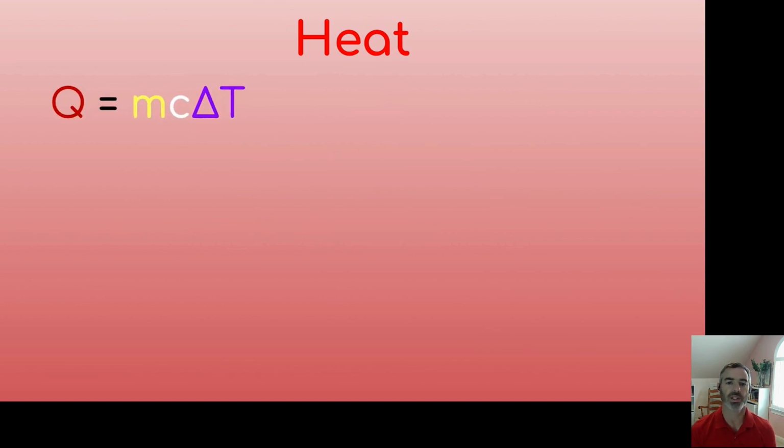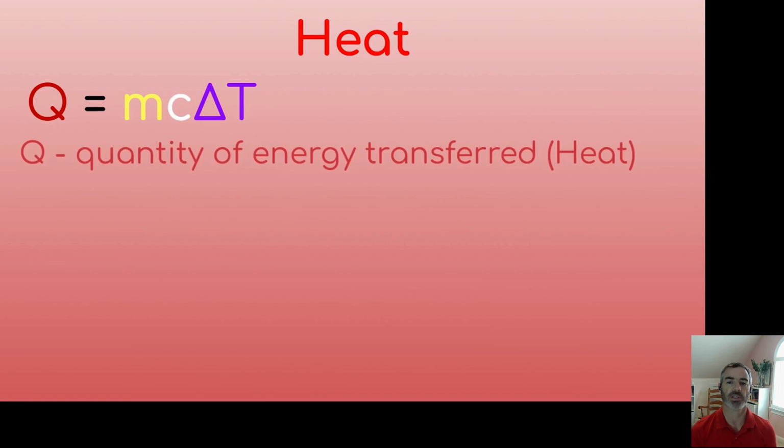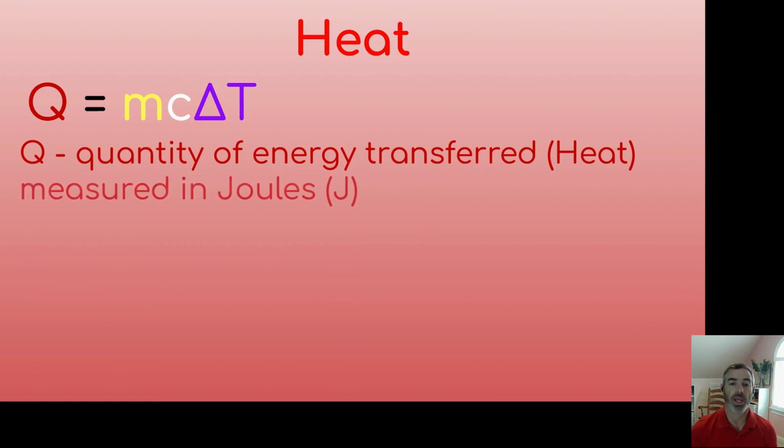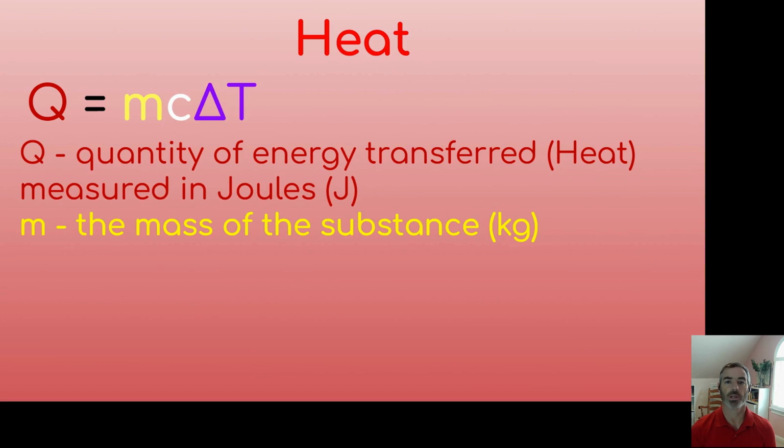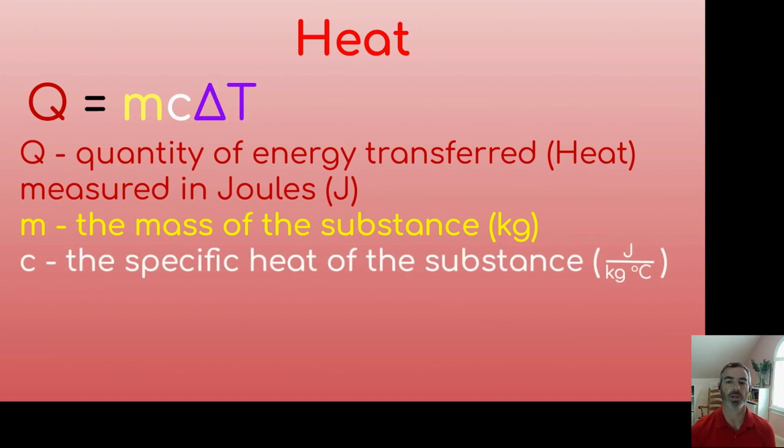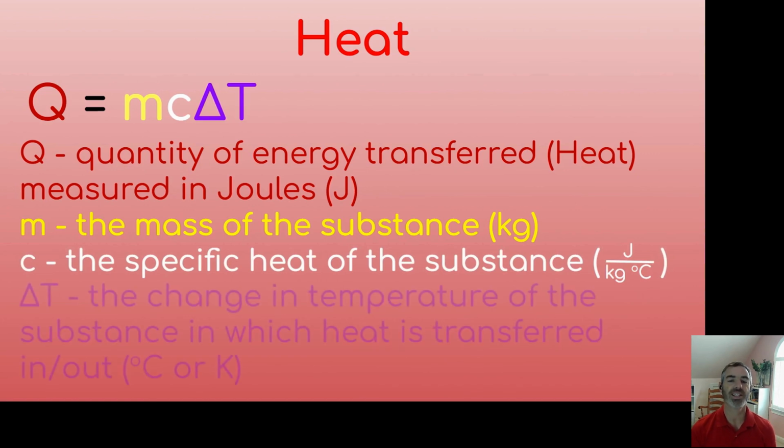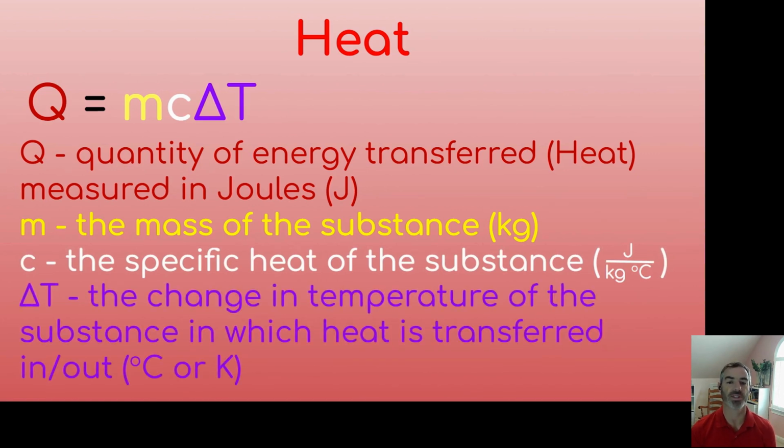So Q, and this is the quantity of energy transfer, that's the heating process, and that quantity is going to be measured in joules. Mass of the substance is in kilograms. c, as we talked about already, is the specific heat of the substance. That's joules per kilogram degree Celsius. And delta T is the change in temperature of the substance in which the heat is transferred in or out. That would be the gas in the system. And that's in degrees Celsius or Kelvin, that change in temperature.